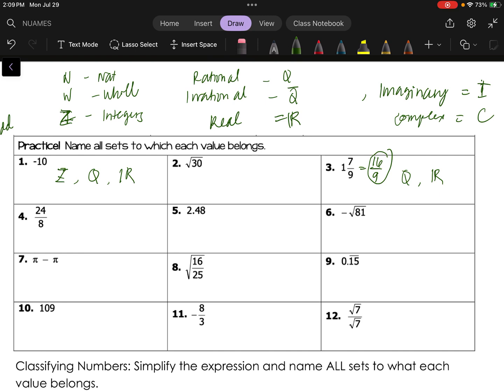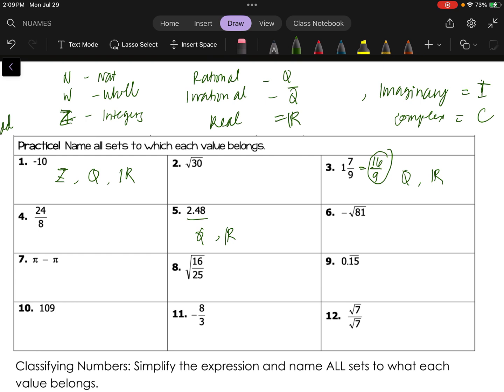Let's do number 5. Now if you look at number 5, that's 2.48. It's a decimal, right? But what kind of decimal do we have here? So it's repeating or terminating numbers, right? So if you have something like that, this will be a rational number, and since it's rational, it's also real.